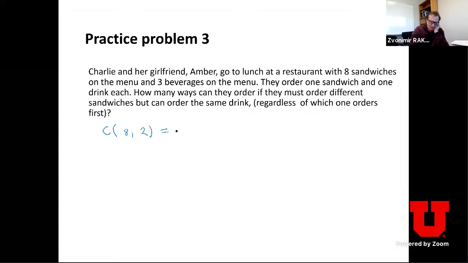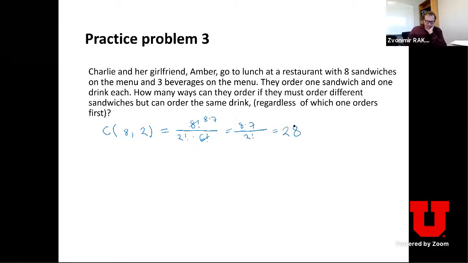So that is equal to, we can calculate it out, 8 factorial divided by 2 factorial times 6 factorial. So these cancel out and you are left with 8 times 7 here. So that is equal to 8 times 7 divided by 2 factorial. That is equal to 28. So there are 28 different ways that they can choose sandwiches.